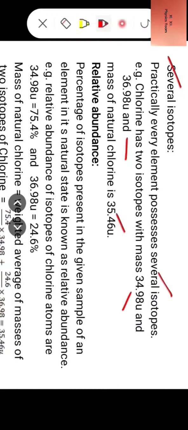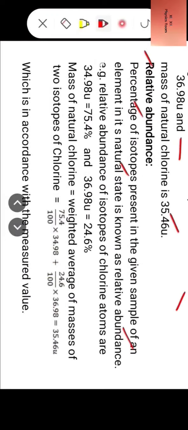Now we have to understand about another term, relative abundance. So what is relative abundance? Let us try to understand. I define relative abundance as percentage of isotopes present in the given sample of an element in its natural state. I repeat, percentage of isotopes present in the given sample of an element in its natural state is known as relative abundance.